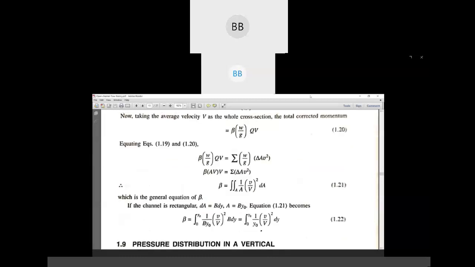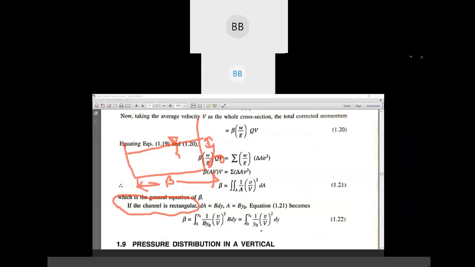So similarly, for example, we have taken a rectangular channel because a rectangular channel is very simple to understand. This is your rectangular channel. y naught is the depth, and B is the width of the channel.